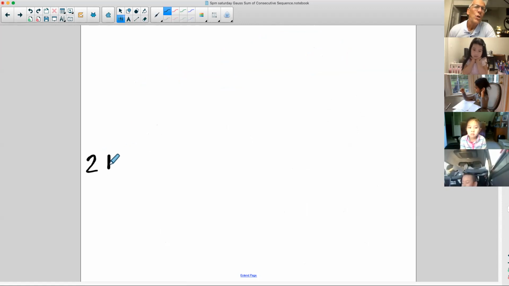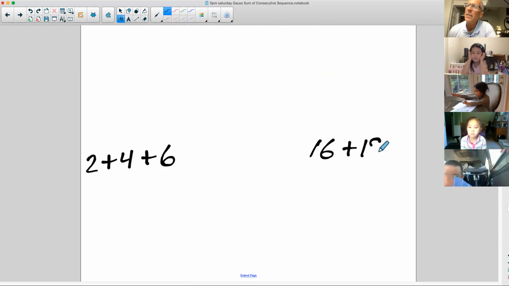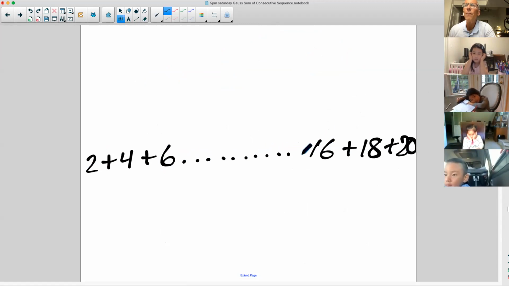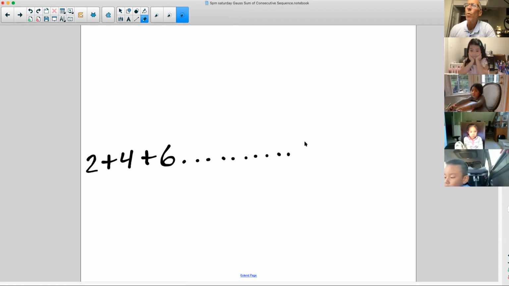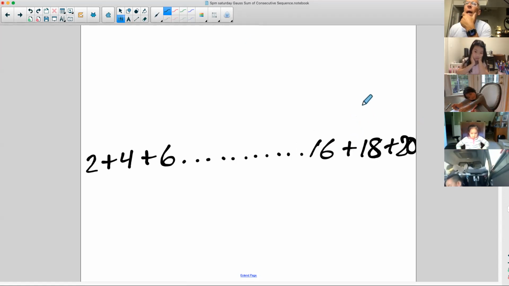What if I added the numbers 2 plus 4 plus 6 all the way to 40? Wait, no, not to 40. Let's do it to 20. So let's do 16 plus 18 plus 20. Actually, no. Let's not do it to 20. Let's do it to 40. So we're going to do 36. Let's see. If we did 20, no, let's do it up to 20. Okay. So what is the magic number here, guys? What is the magic number?